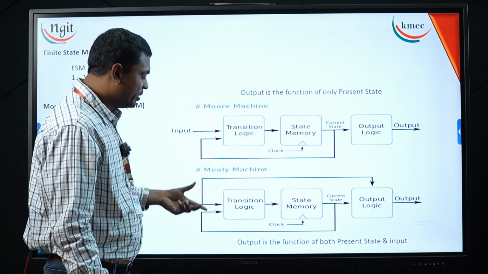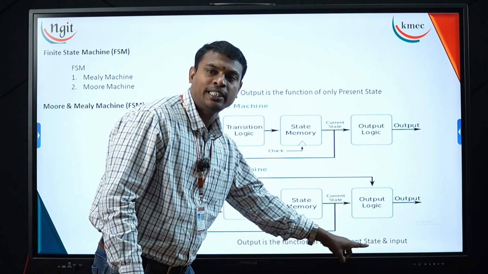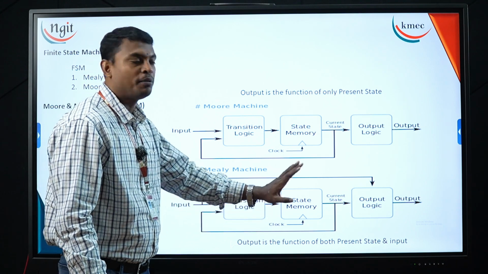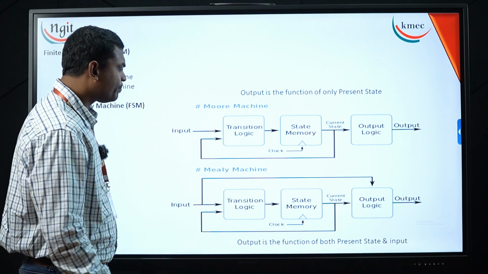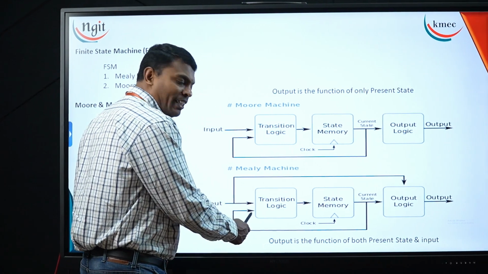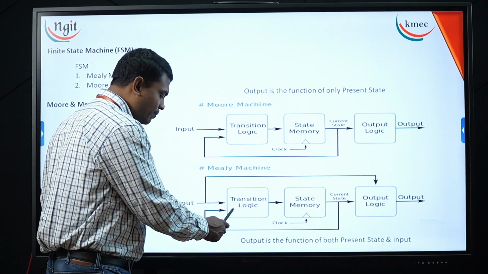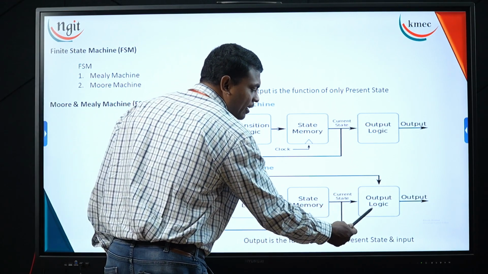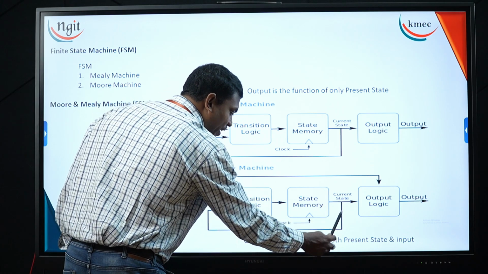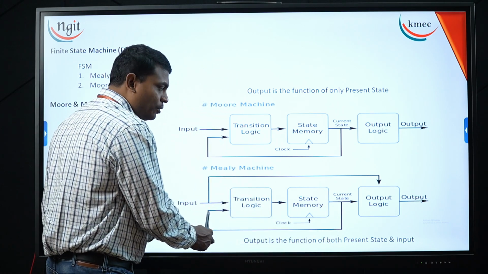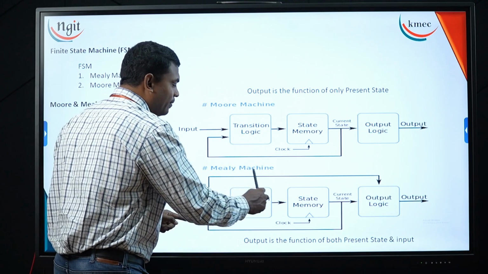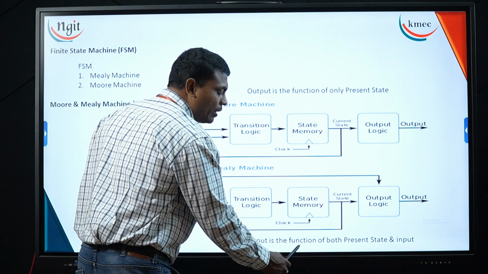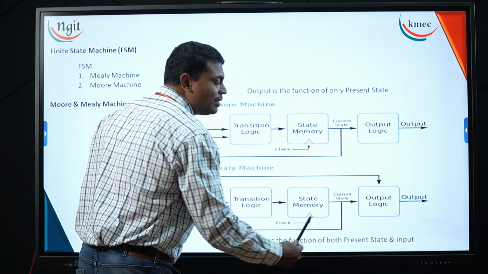Coming to the Mealy machine, the output is a function of both the present state as well as the input. It is not depending only on the present state, it also depends on my input value. Now see, here I am providing my input to the transition logic, which is connected to the state memory, again connected to the logic gate with the current state. I am feeding my current state along with my input, and the output logic is also connected with my input value.